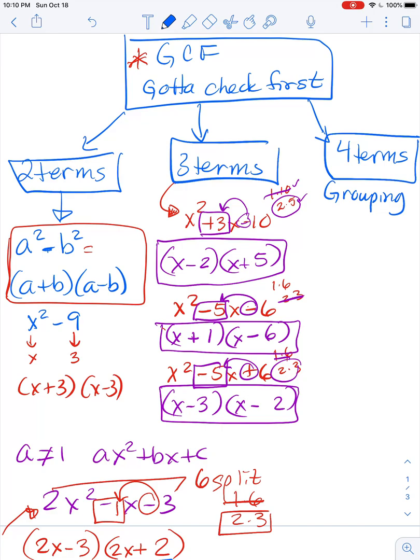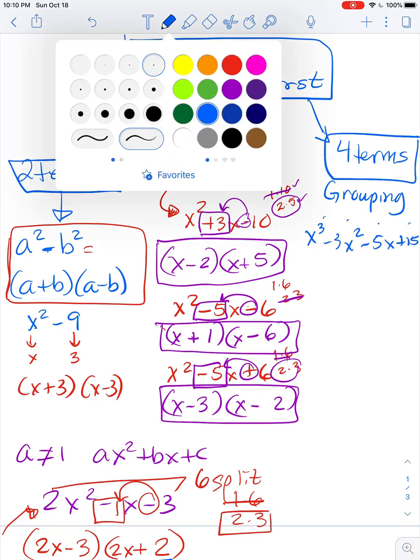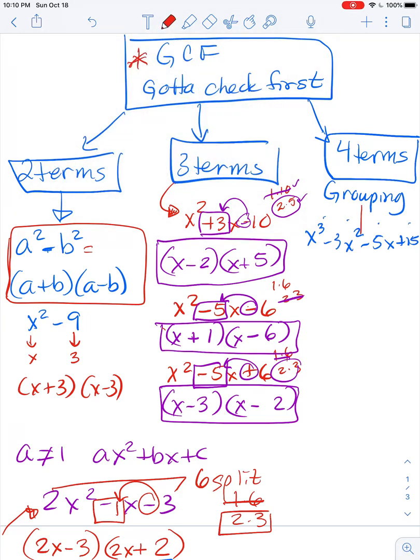So there's not a lot of different ways. You really just have to be able to count. And so if you see x cubed minus 3x squared minus 5x plus 15, and I'm sorry, I'm cramming this in here. That is pretty messy at the end. Then you can say, all right, I'm going to have to do grouping. I don't have any options because I have 4 terms, 1, 2, 3, 4. And so if you'll remember this, maybe you split it down the middle.